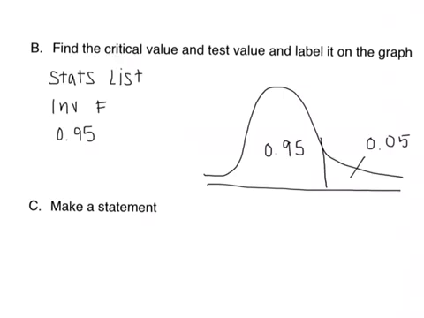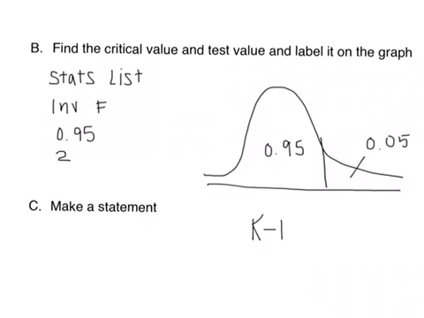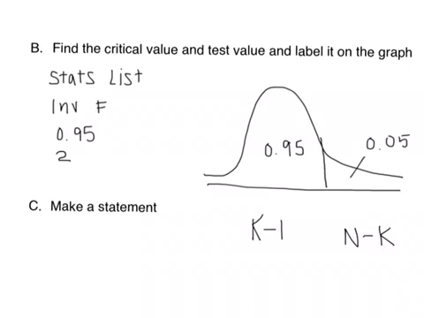Our numerator degrees of freedom is k minus 1, and k is the number of columns there are. So if we go back to the problem, there's 3 different columns, so k minus 1 is 2. And the denominator degrees of freedom is n minus k, where n is the total amount of data points and k we said was 3. So when we go back to our data, we see that there's 9 points, so 9 minus 3 is 6. When we plug that into our calculator, we get 5.143. We plot that right here on our graph.